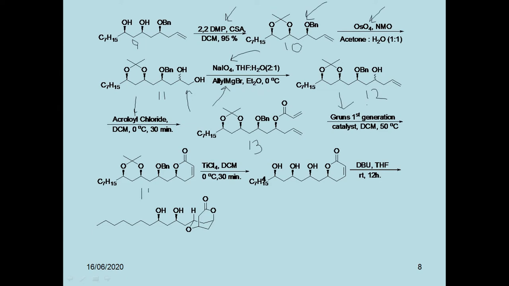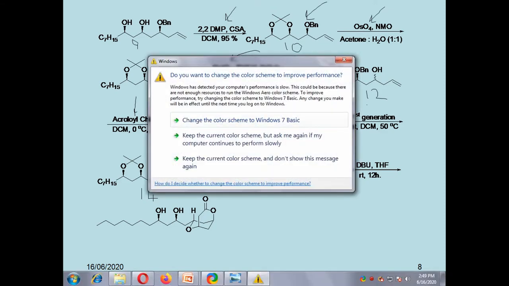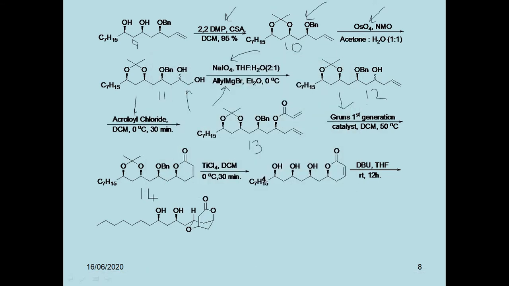A little bit about the Grubbs reaction: while doing it, you have to take the compound in the solvent and degas for the first 1 or 2 minutes, then add the Grubbs catalyst, and heat the reaction in DCM overnight. Then you will get compound 14.